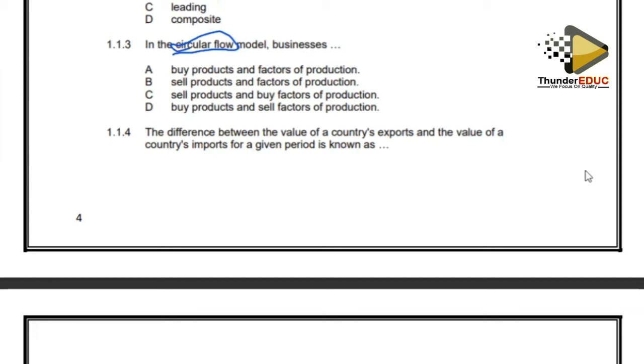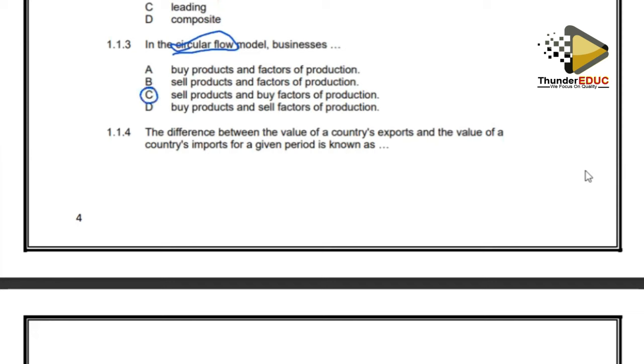Okay, right. So now let's check. We have option A, option B, option C, option D. Remember, grade 12s, I did tell you that you should go through all the given options, because most of these options are pretty close to one another. So now, in the circular flow model, businesses dash. What do businesses do? They sell products and buy factors of production, of course. So in this regard, our appropriate answer is going to be C.